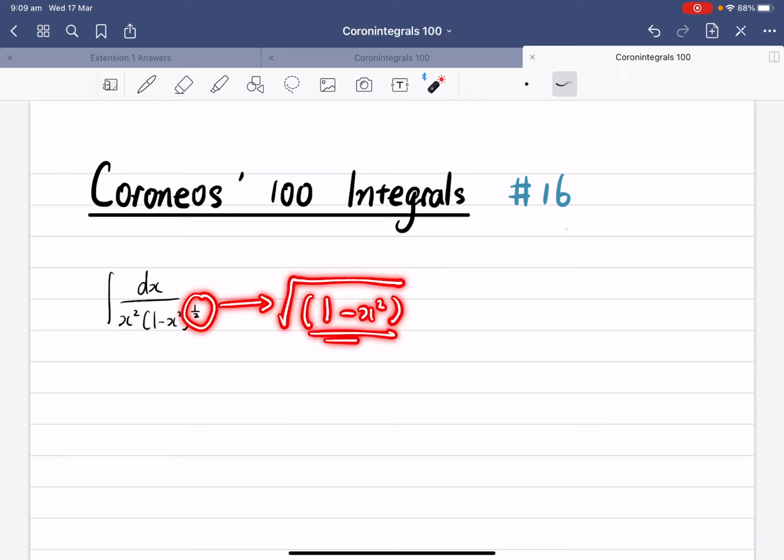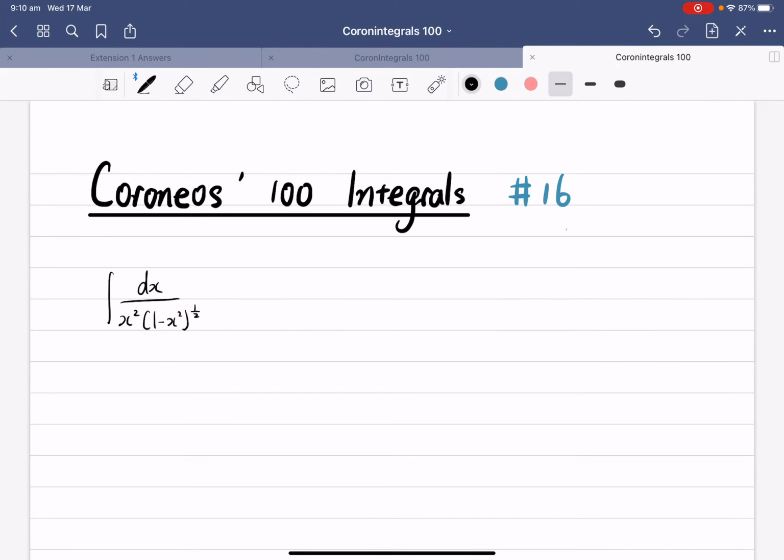So hopefully that gives you some idea that maybe we're going to use a Pythagorean identity, like in a trig substitution, because 1 minus either sine squared or cosine squared is equal to cosine squared or sine squared. So that's something we probably need to think about. Okay, so we need to do trig substitution to solve this question.